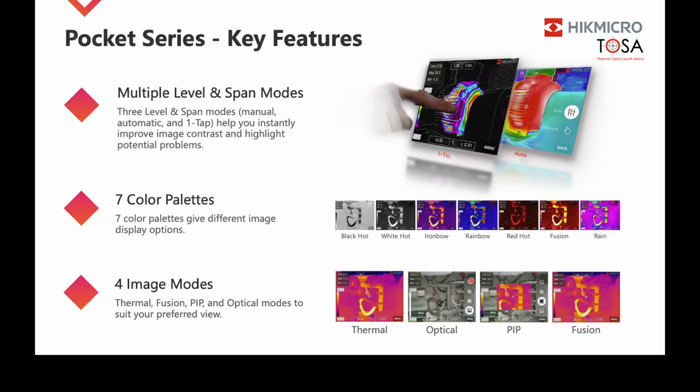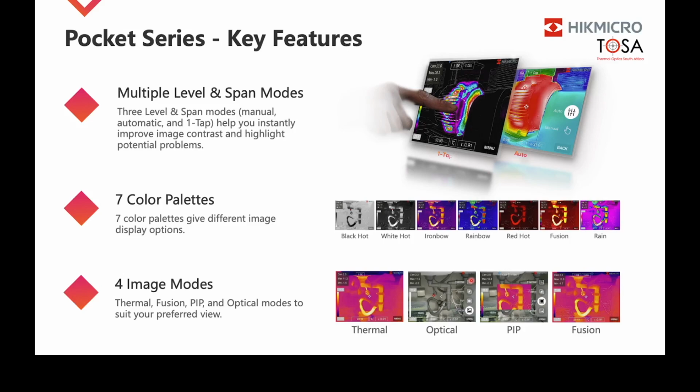Let's have a look at some of the key features. We've got multiple span levels, and I'm going to show you those span levels. There's 7 color palettes. I'll be showing you these 7 color palettes and what they're used for. And then there's 4 image modes. You've got the full-on thermal mode. You've got the optical mode that I've already shown you, which shows there's actually 2 lenses on the Pocket 2. One is a pure optical, the other one, of course, a thermal.